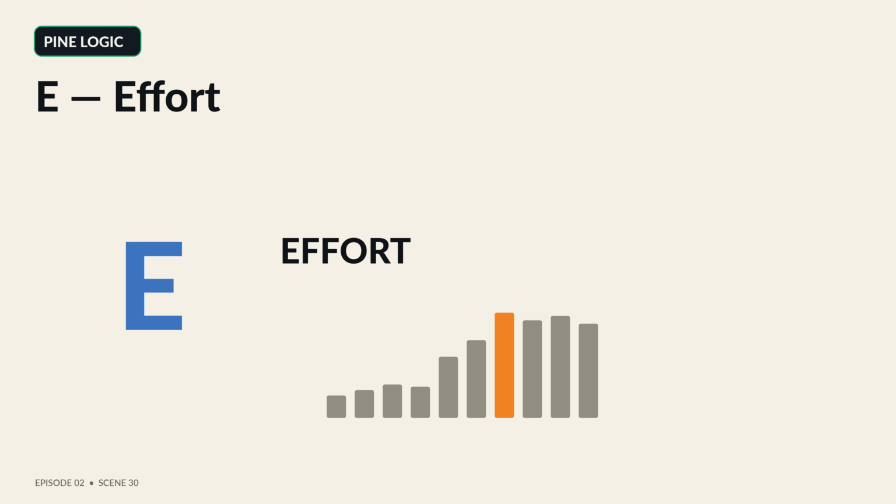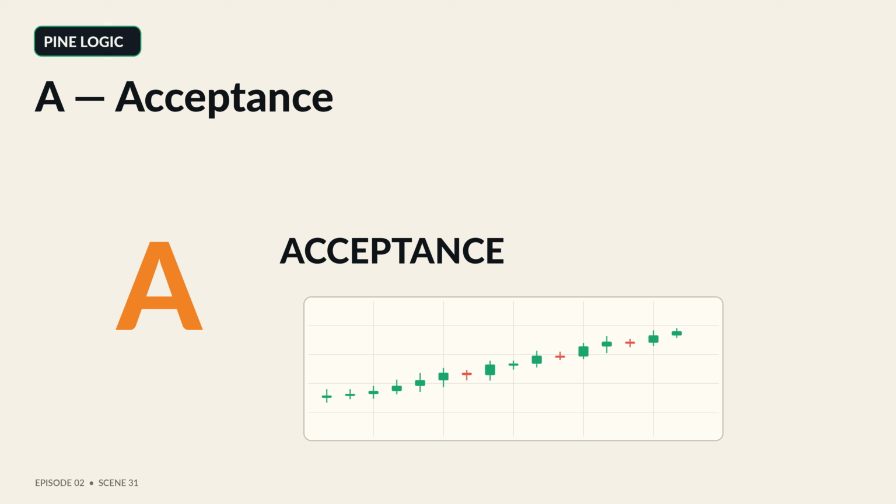E is effort. Compare volume with recent activity and compare range with what is normal. High effort with strong displacement is different from high effort with almost no displacement. Effort versus result is often more informative than volume alone.